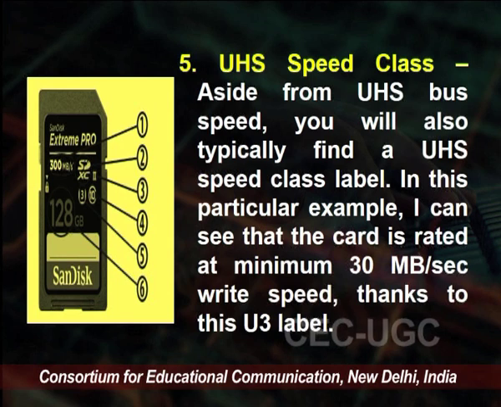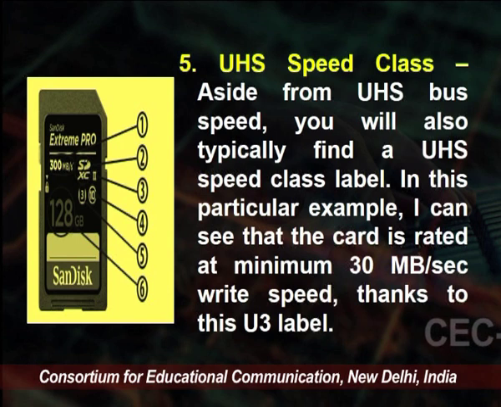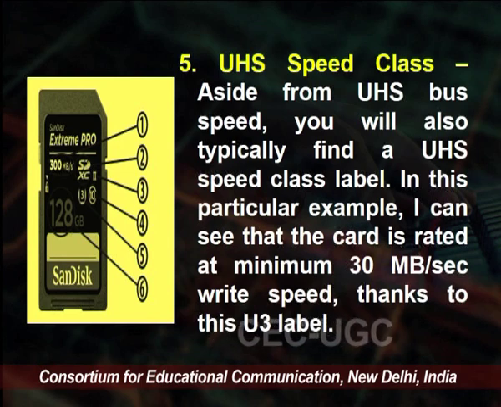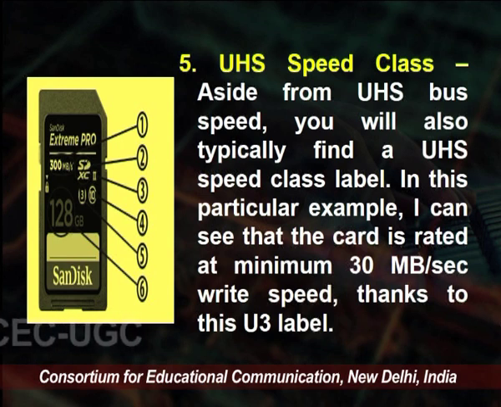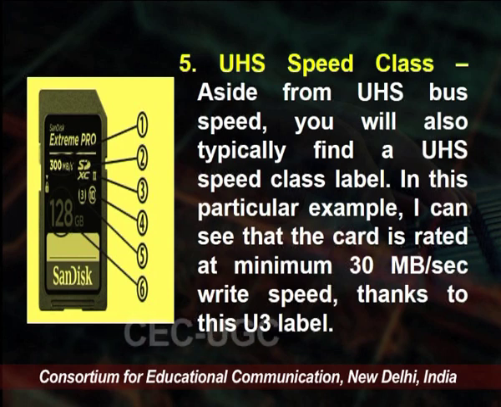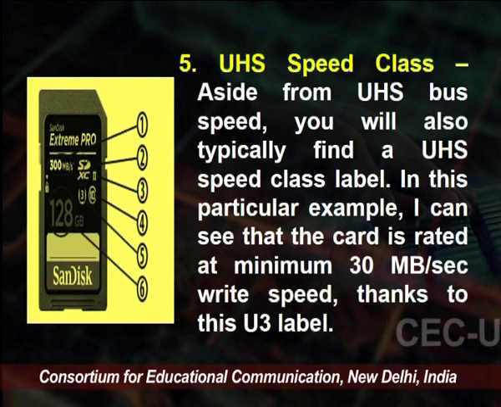Next, the fifth number, which is defined as the UHS speed class. Aside from the UHS bus speed, we can also typically find a UHS speed class label, and in this particular example we can see that the card is rated at a minimum 30 megabytes per second write speed. This is the write speed, and it is U3 level.